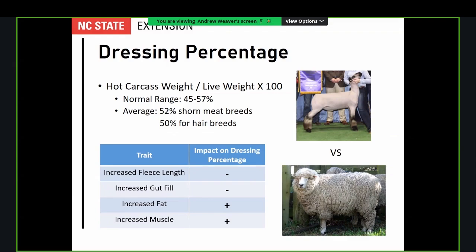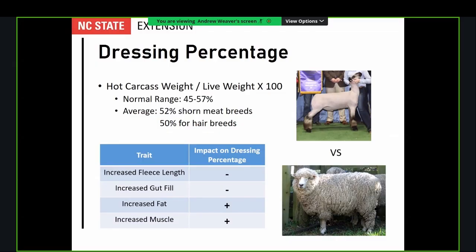Fat and muscle, actually both of those have a positive impact on dressing percentage. So the fatter they are, the heavier muscled they are, the higher that dressing percentage is going to be, because fat and muscle stay on the carcass. And so the more of that relative to live weight, the higher the dressing percentage. And so, lots of things to consider here.